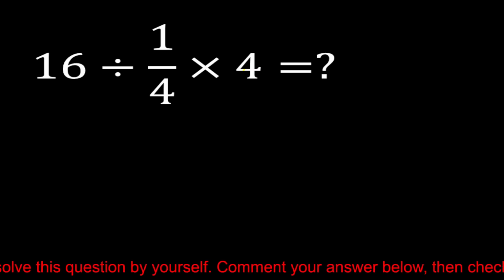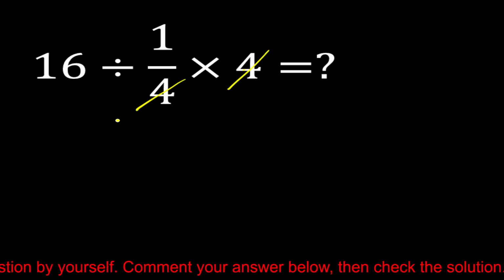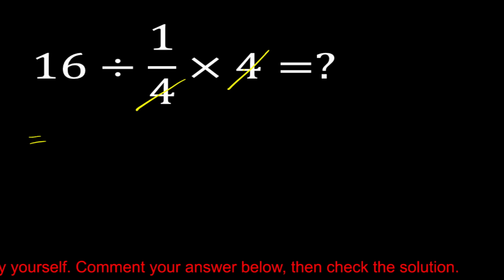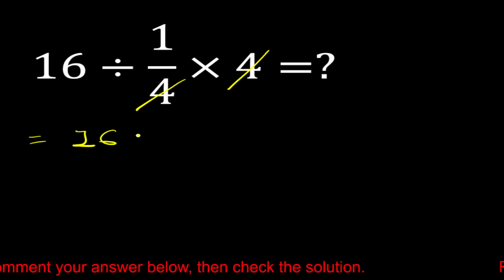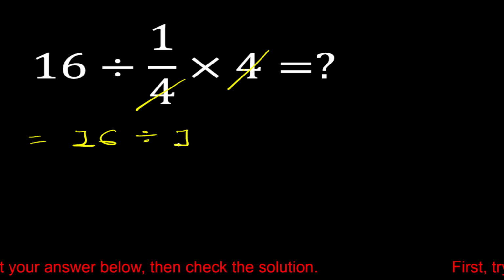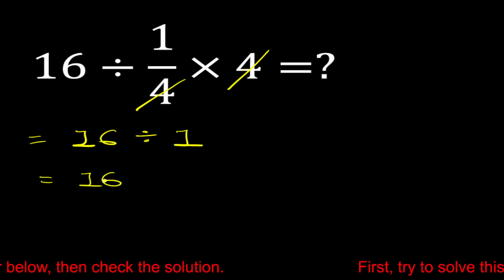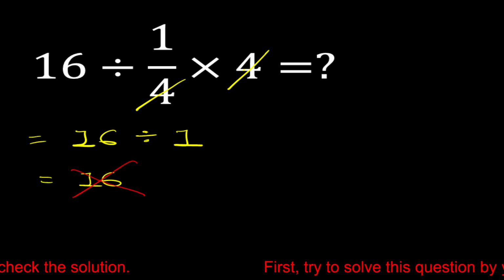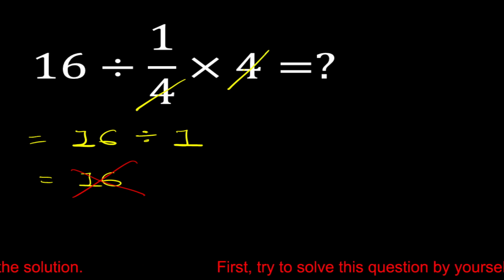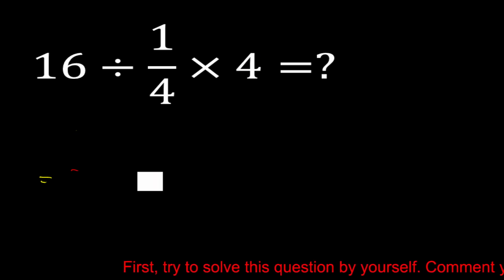So most people solve this question like cancel this 4 by using 4 is equal to 16 divided by 1. Okay, so now 16 divided by 1 is equal to 16. But this answer is not correct. This answer is completely wrong. So now let's solve this problem correctly by using a PEMDAS rule.